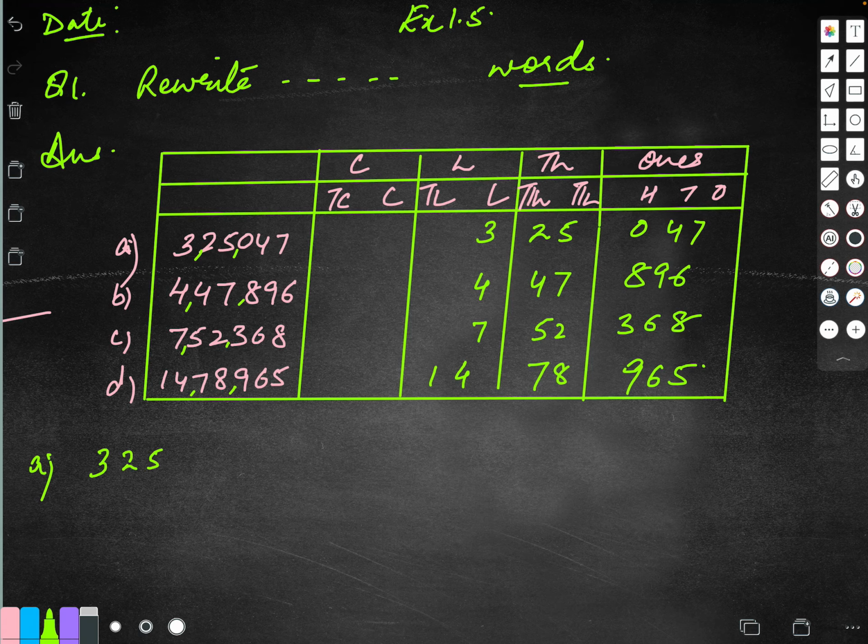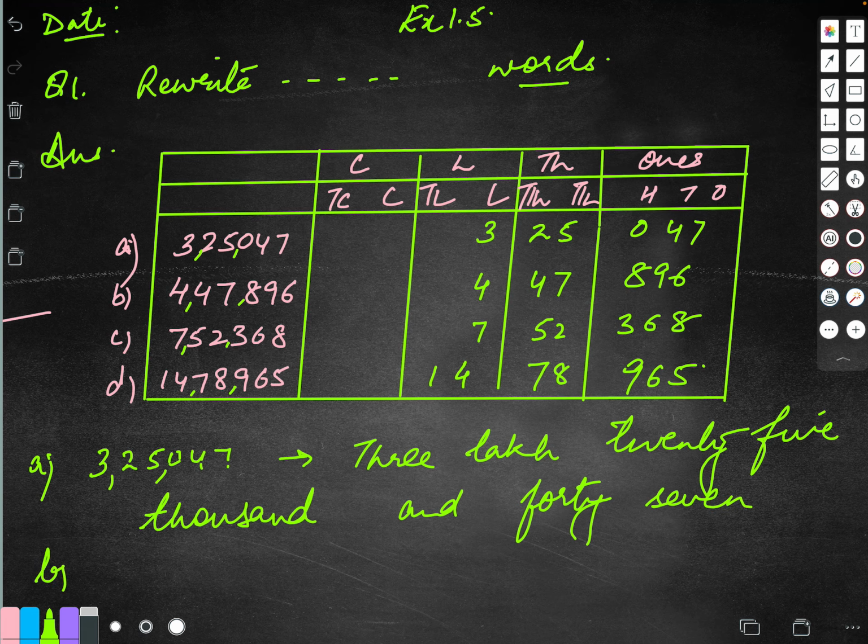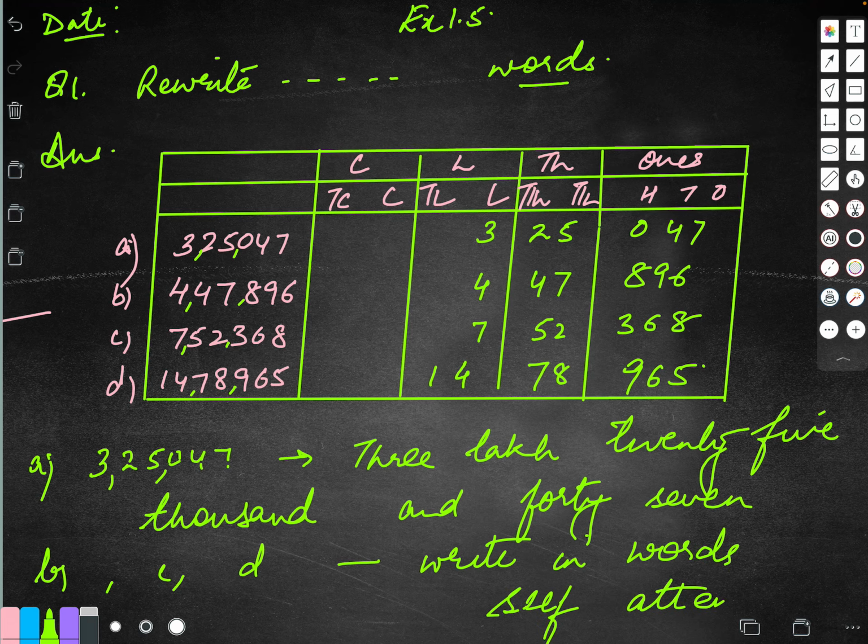Now dear children, I also have to write it in words. So I write my number again and I write it in words. It is 3 lakhs 25,047. Please be careful with the spelling of forty here. And you write the number names for the rest on your own. B, C, D. Write in words. Self-attempt. Right, children? Finish this much work.